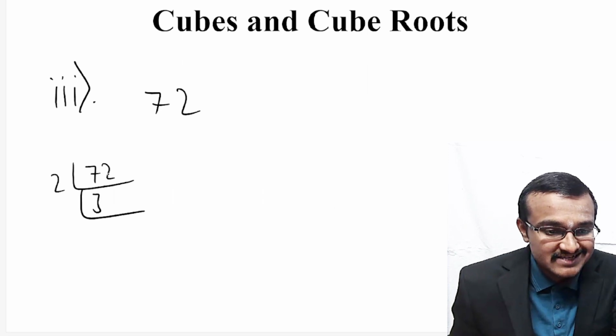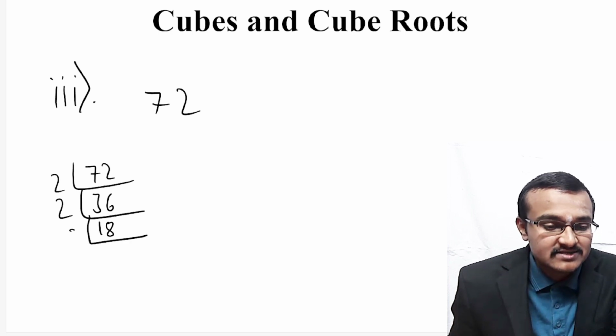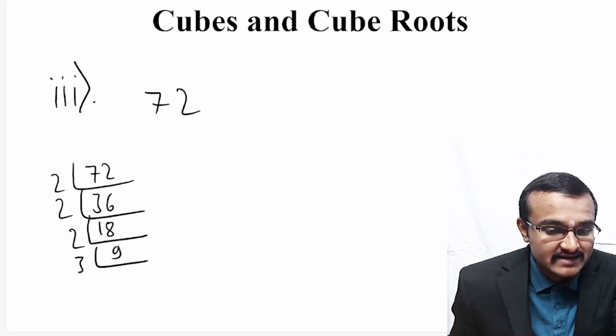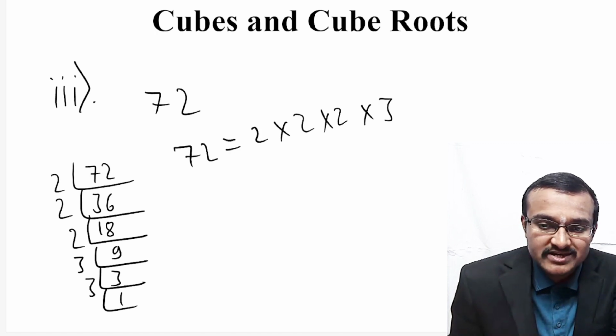So 2 3s are 6, 12 will be there. So 2 6s are 12. So again you can use 2. It will be 2 1s are 2, 2 8s are 16. Again you can use 2, you'll get 9. Again you can use 3, 3, 3, 1. So 72 can be expressed as 2 into 2 into 2 into 3 into 3.